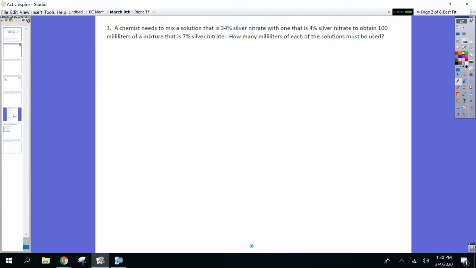Yep, mixtures. First couple days. You guys remember these? Percentage, yep. Long time ago. How many solutions am I going to have here? 2, right? So that means 2 variables. All right, I'll let X equal, tell me one type of solution I need. X equals, what type of solution do I need first? 34%. So the amount of 34% solution. What's the other type I'm going to need? 4%. So I'll call that Y.